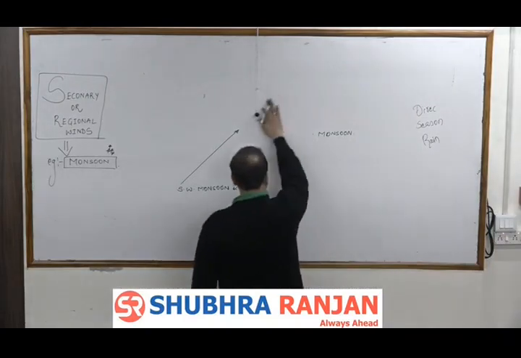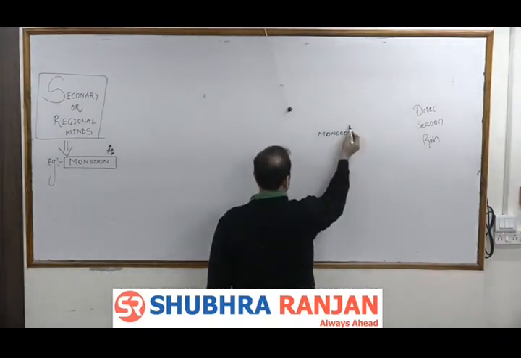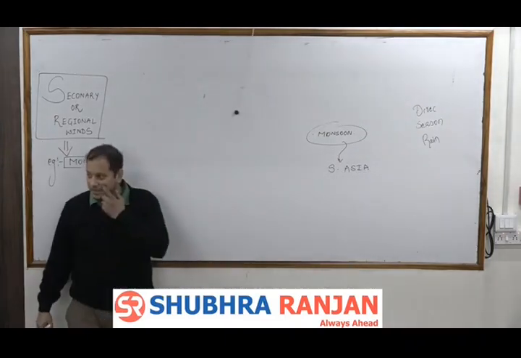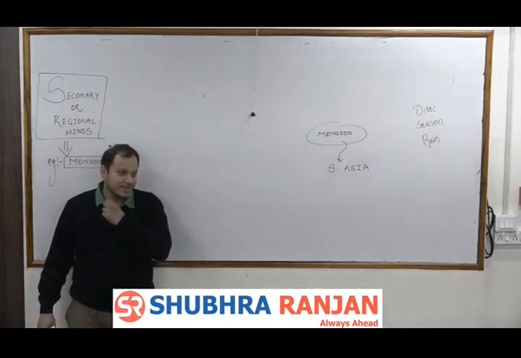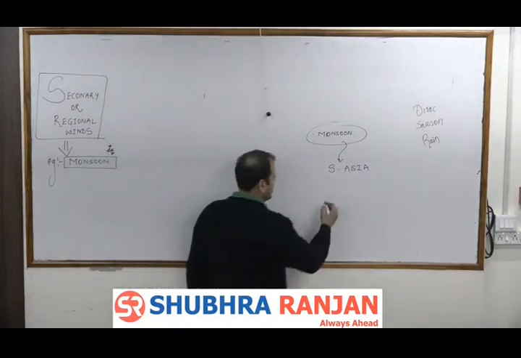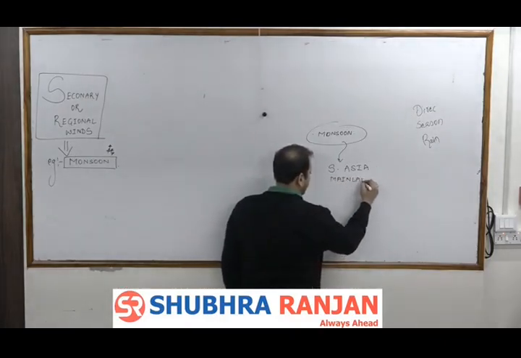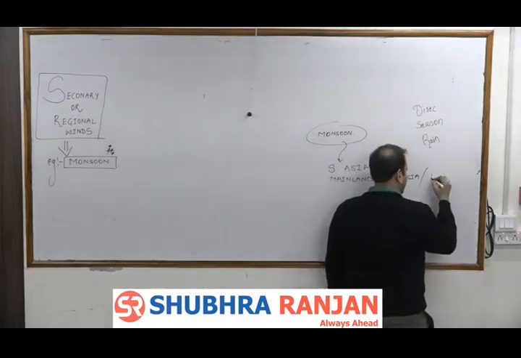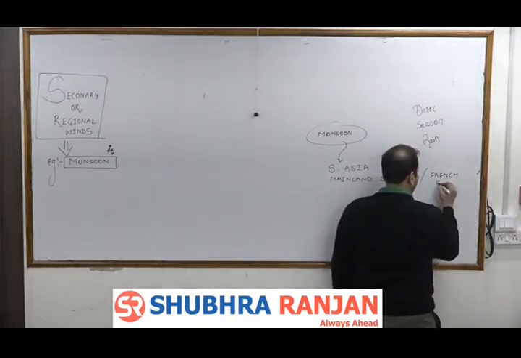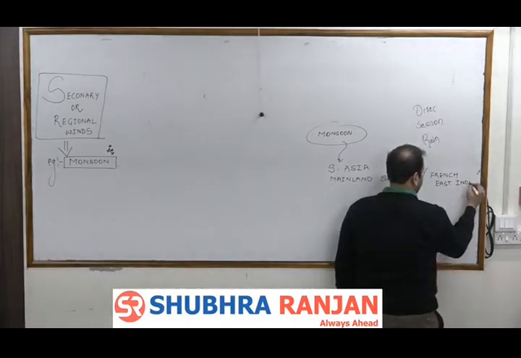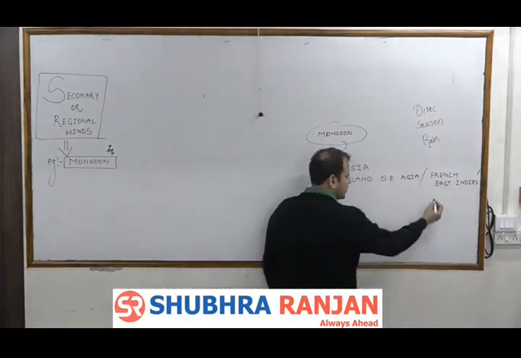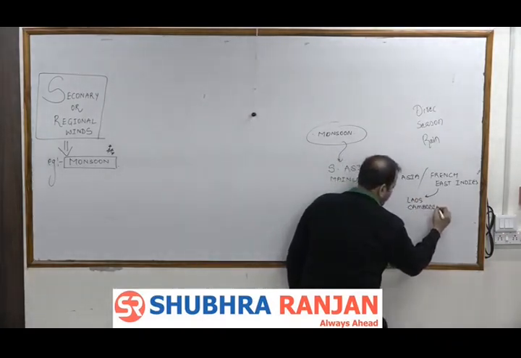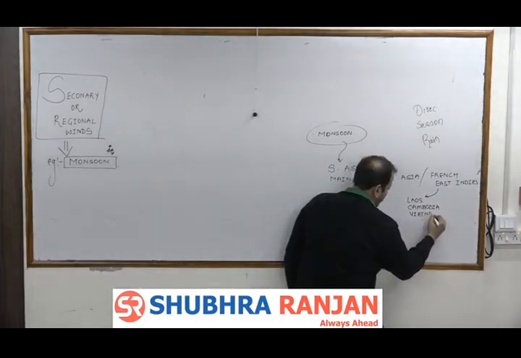The monsoon type of climate is present in, कहाँ है monsoon type of climate? South Asia, Southeast या South Asia? South Asia, Southeast नहीं, South Asia, mainland Southeast Asia, also known as French East Indies, which includes Laos, Cambodia, Vietnam.